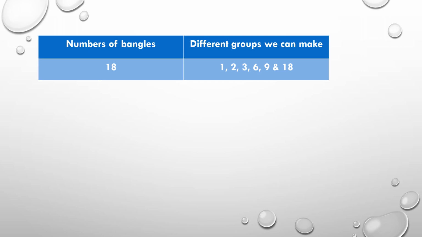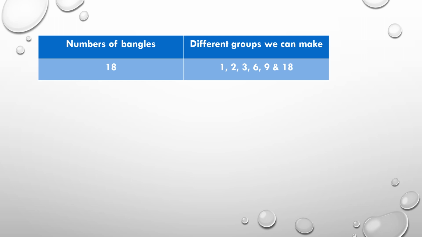So what we are doing here is finding the numbers which divide 18 and leave no remainder. As you can see, when I divide 18 by 1, I have quotient 18, remainder 0. When I divide 18 by 2, quotient 9, remainder 0. That's why no bangle is left, because my remainder is 0.